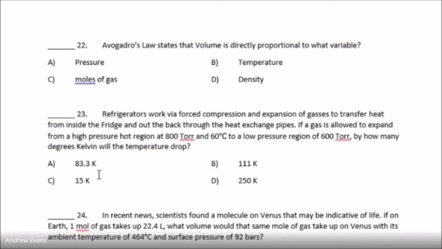But Avogadro's law is volume is directly related to the moles of gas. The reason I asked that one and not Boyle's and Charles' is hopefully you remember Avogadro's law because it relates to Avogadro's number, which relates number of atoms to the concept of moles.